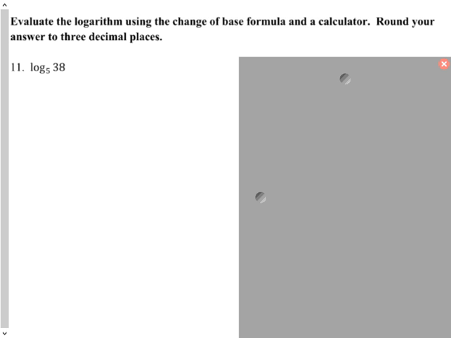Next, evaluate the log using the change of base formula in a calculator. Round to 3 decimal places. So log base 5 of 38. This is like 5 to what power is 38? Well, that's not going to be a nice number.